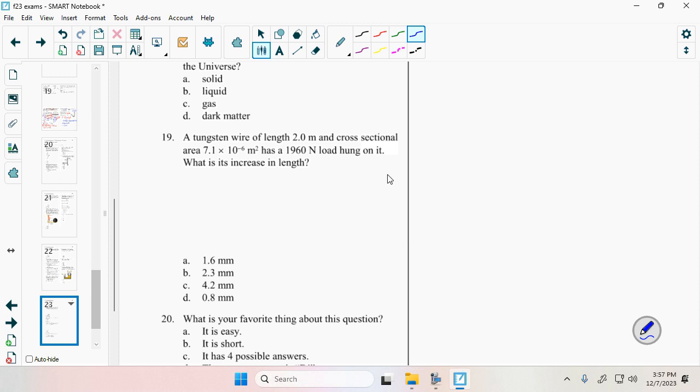Yeah, Alan? Yeah. So number 19 is a stress strain problem. Remember, our stress is force over area, and strain is delta L over L, or L naught, I think we call it. I want to know its increase in length. That is, I want to know this value. So F is 1960.